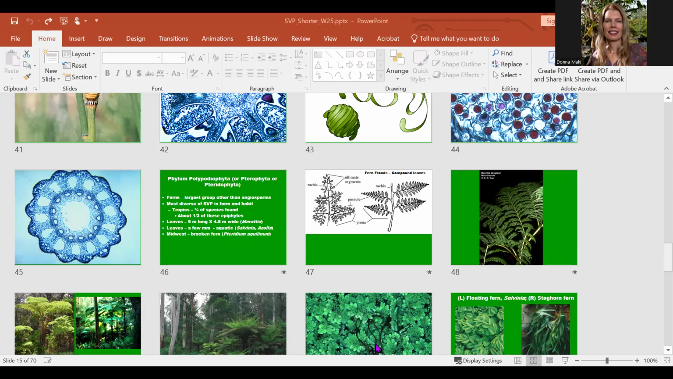Then a perfect flower. And then we don't use monoecious or dioecious for that because they're perfect. So it doesn't work.